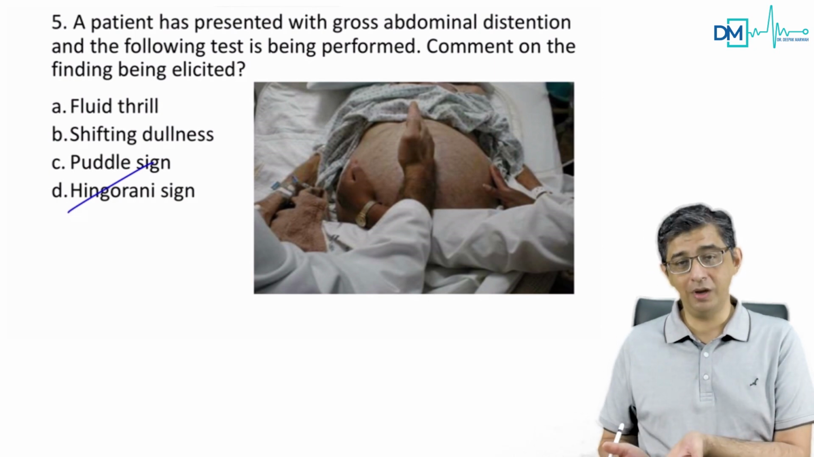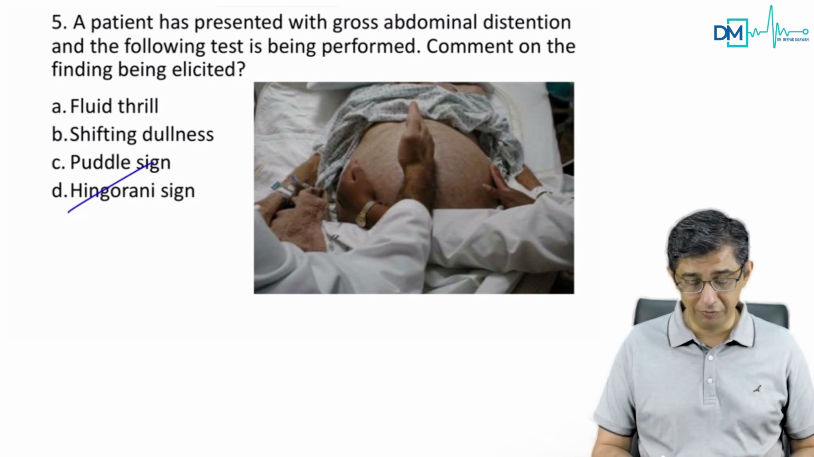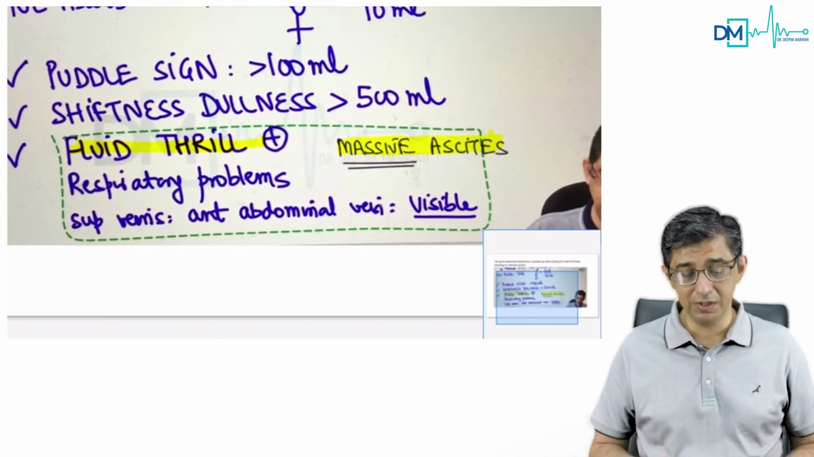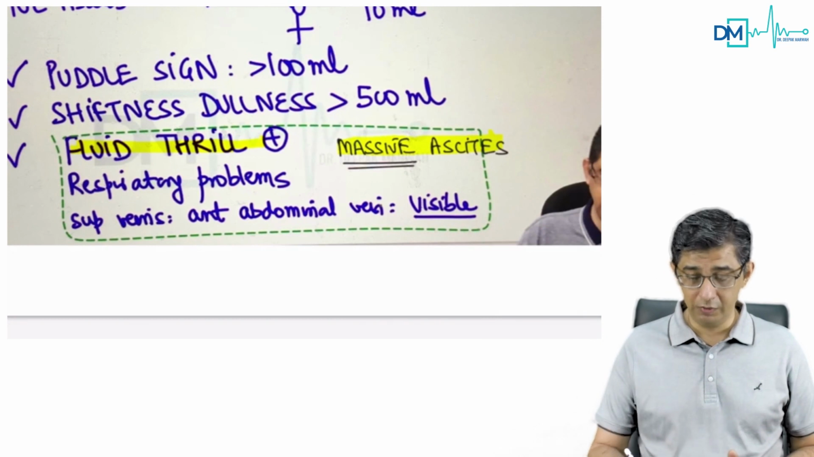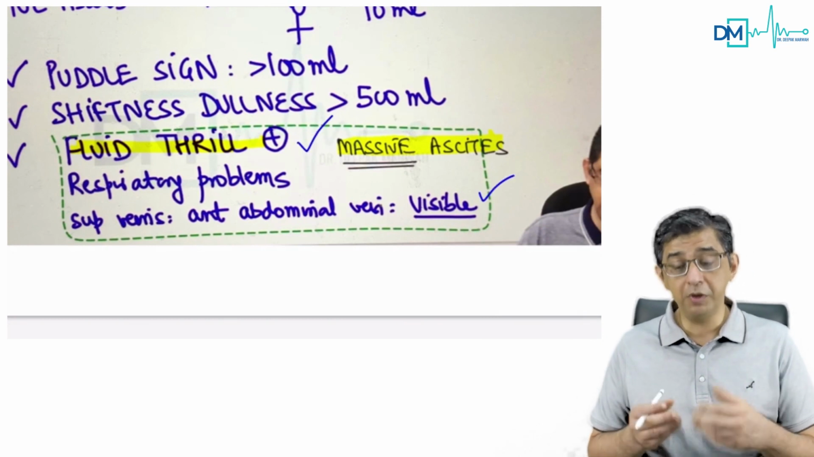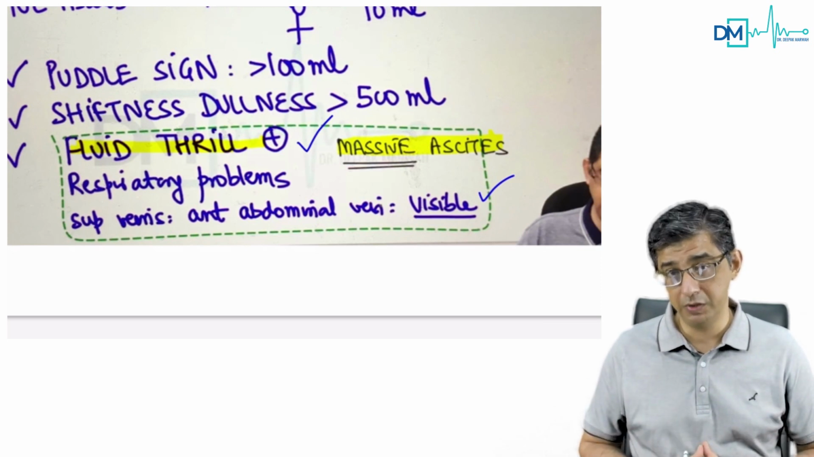So here there is no turning of the patient. So what are you checking for? You're checking for what I've highlighted in the app section. You can see here I'm discussing massive ascites. In massive ascites, there will always be a fluid thrill. The abdominal veins, or the superficial veins on the abdomen, will be very much visible.